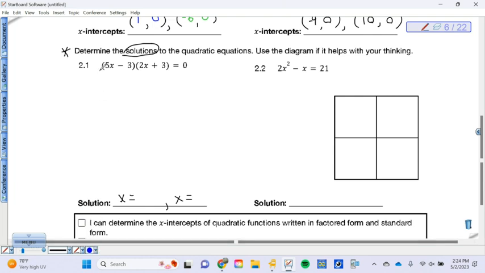No, we don't have to FOIL it. We have two things multiplied together that equals 0. That means that either this part here has to equal 0, 5x minus 3 equals 0, or 2x plus 3 equals 0. You think it's just 3 and negative 3? No, it's not. How do I solve for x here? 5x minus 3 equals 0. Plus what?